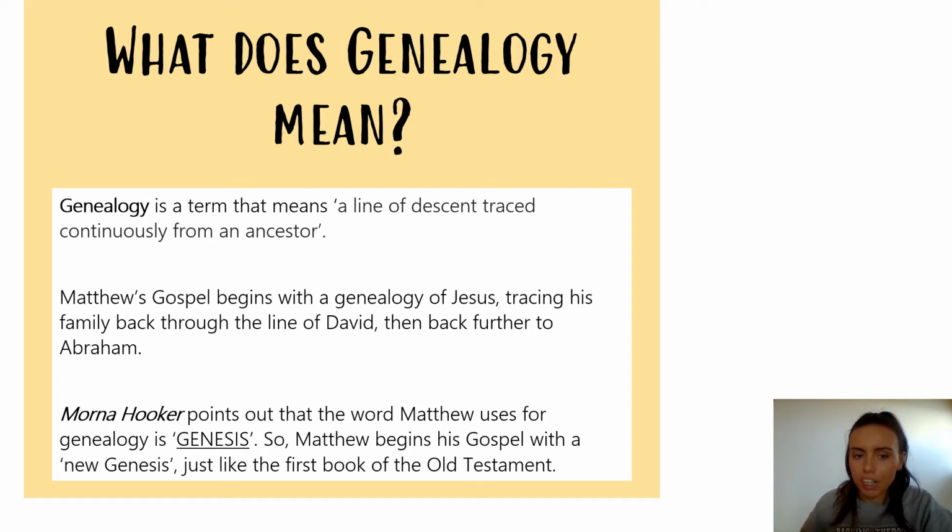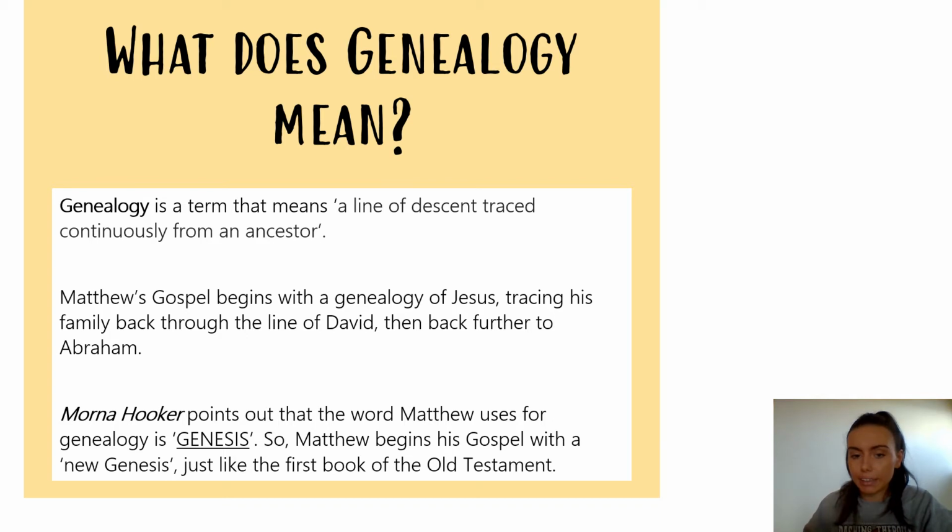Matthew's Gospel starts with a genealogy of Jesus, and therefore what his Gospel does is it traces back his family, and in particular it goes back through the line of David and then back even further to Abraham. So again, that is Matthew at the beginning giving his reader a genealogy, a list of Jesus' ancestry and ultimately individuals he has come from in terms of his family.